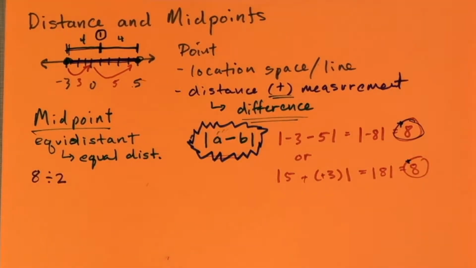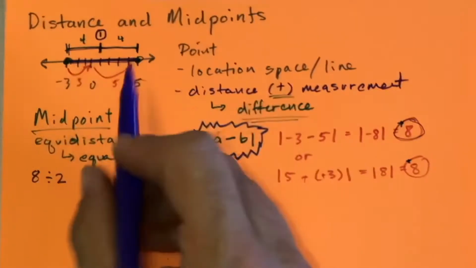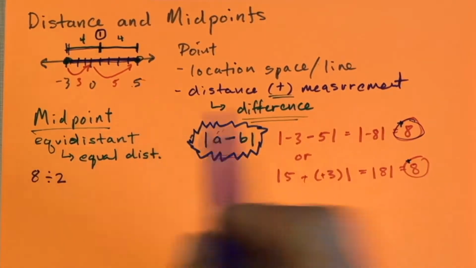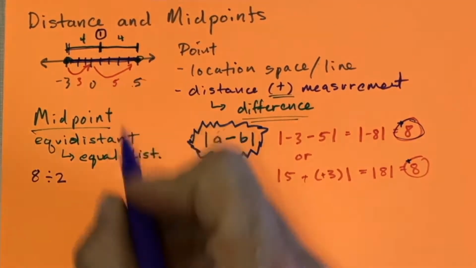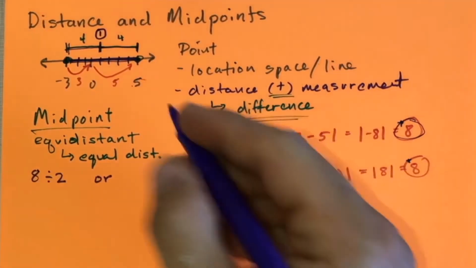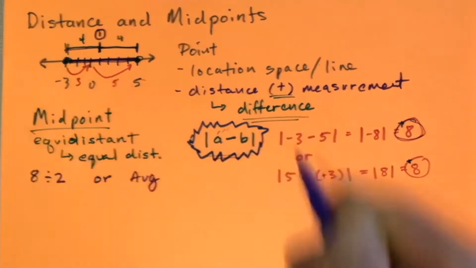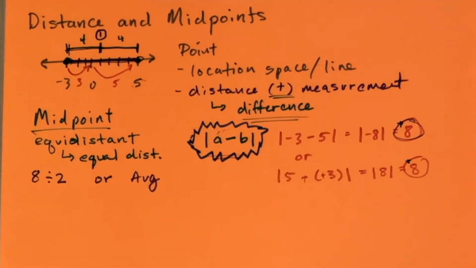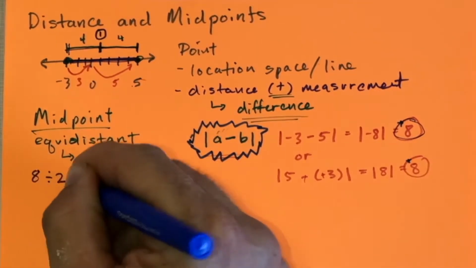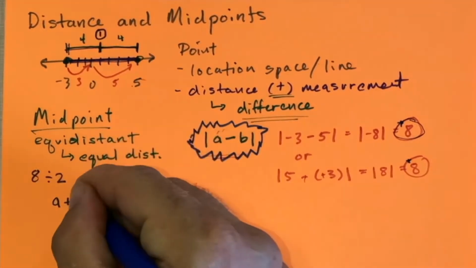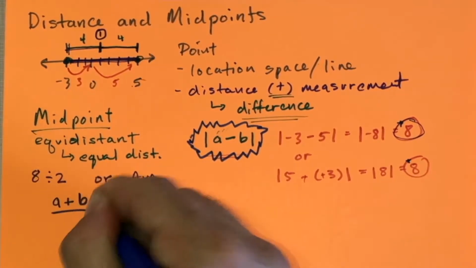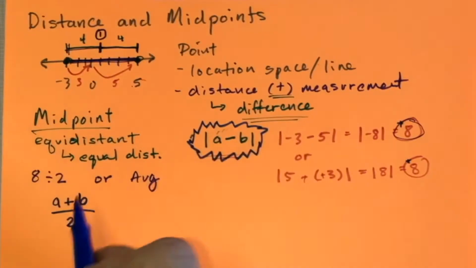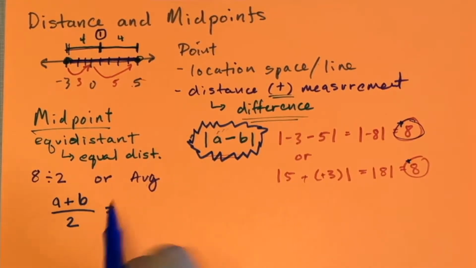And if I want to come up with a number here, I could find the distance divided by 2, or I could find an average of those 2 points. How do I find an average? Well, an average is the sum of 2 or more points divided by that amount of points. So if I have 2 points, A and B, I want to add them together and divide by 2.